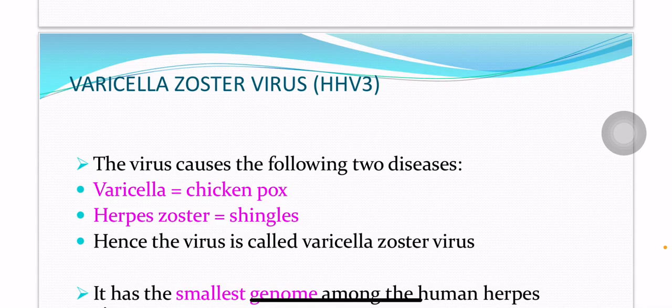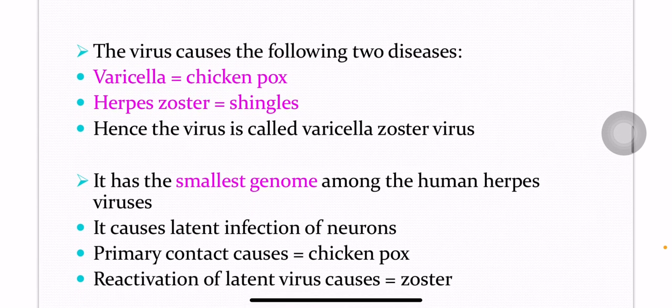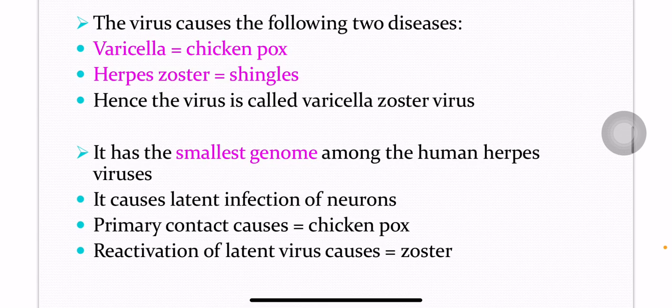Varicella zoster virus. The virus causes the following two diseases: varicella, that is chickenpox, and herpes zoster, that is shingles. Hence the virus is also called varicella zoster virus. It has the smallest genome among the human herpes viruses. It causes latent infection of neurons. The primary contact will cause chickenpox or varicella, and reactivation of the latent infection causes zoster.